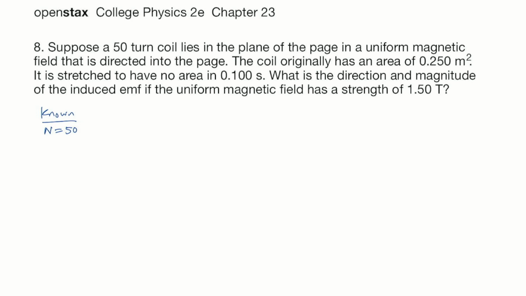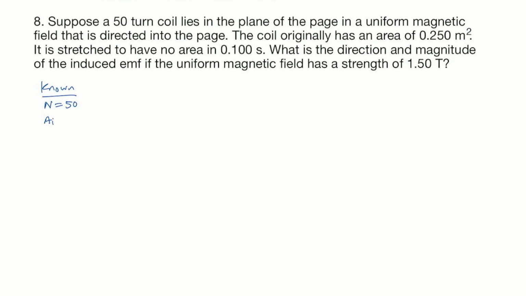We know it has a starting area, let's use A sub I, of 0.250 meters squared. We know it has a final area of 0 meters squared. The time it takes the area to change is 0.100 seconds. We know that the magnetic field is 1.50 Teslas, and that is into the page.